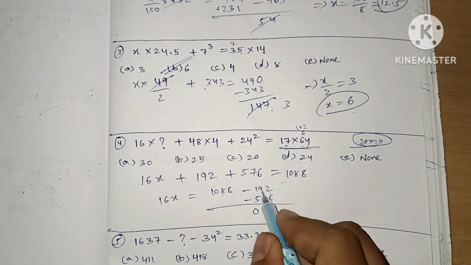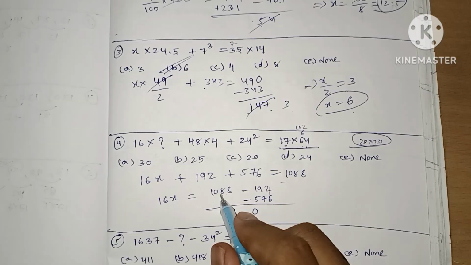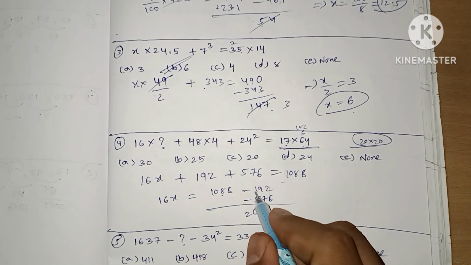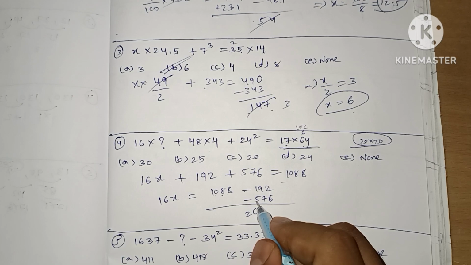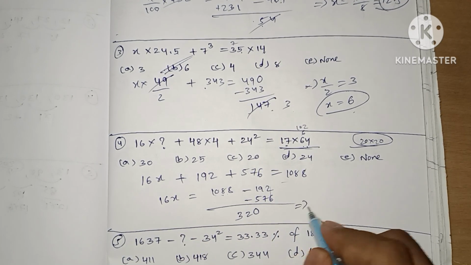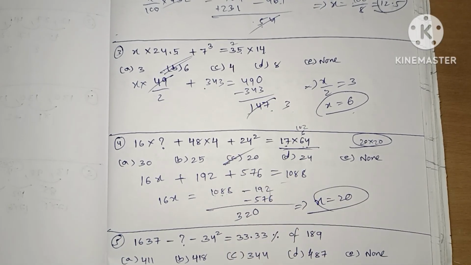Here we have 8. Here we have 16. 18 minus 16 will be 2. 9 minus 6 will be 3. So 16x is equal to 320. X value will be 20. Option C is our answer.